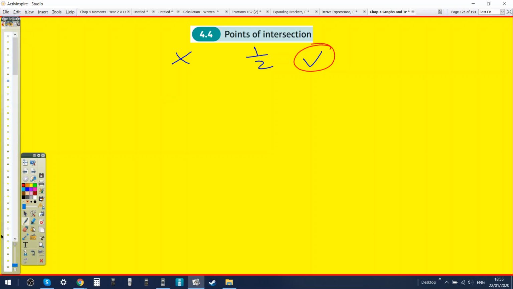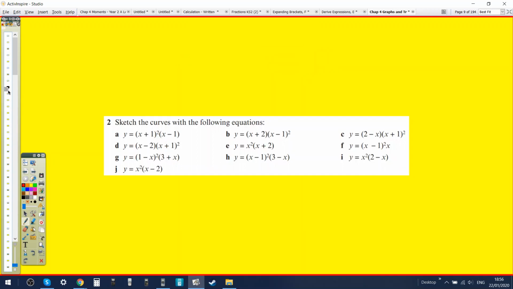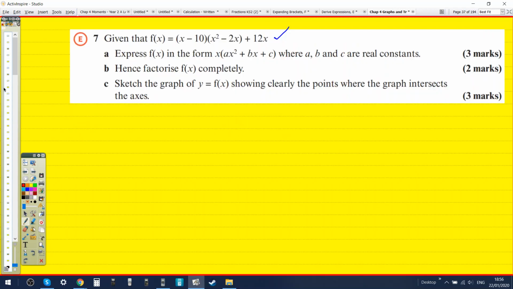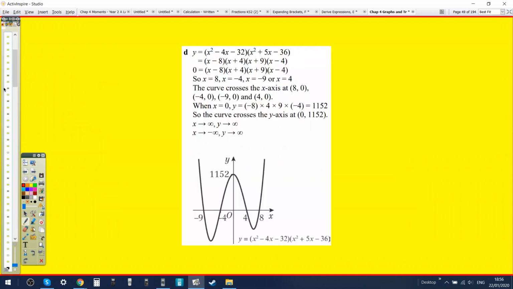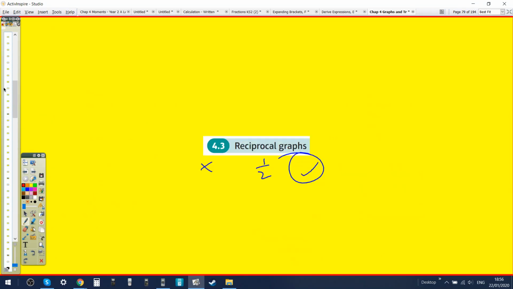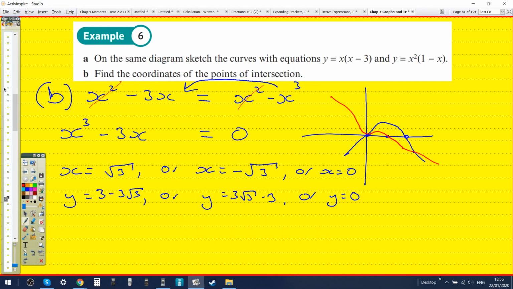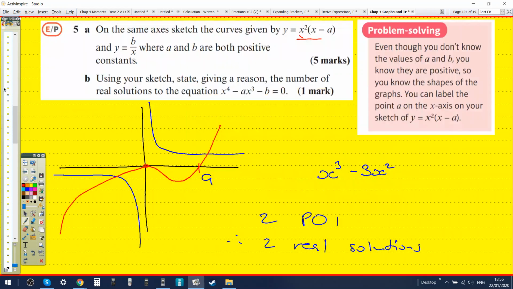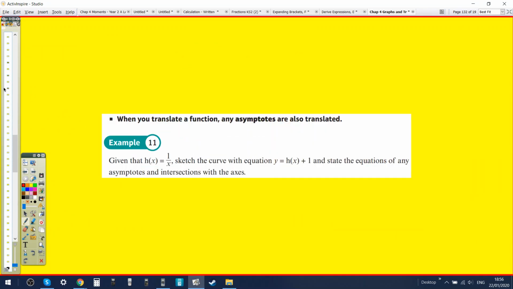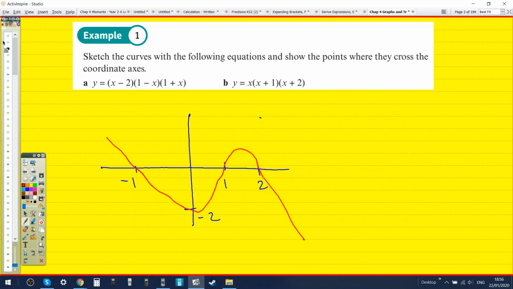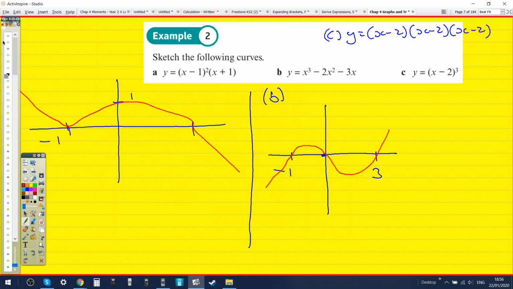So we got 4. What was after that? I suppose I could just use my thing. That was points of intersection. Transformations. Okay, so it's good. So we did all of sketching. Okay, let's take a look. Cubic graphs. You're good there.